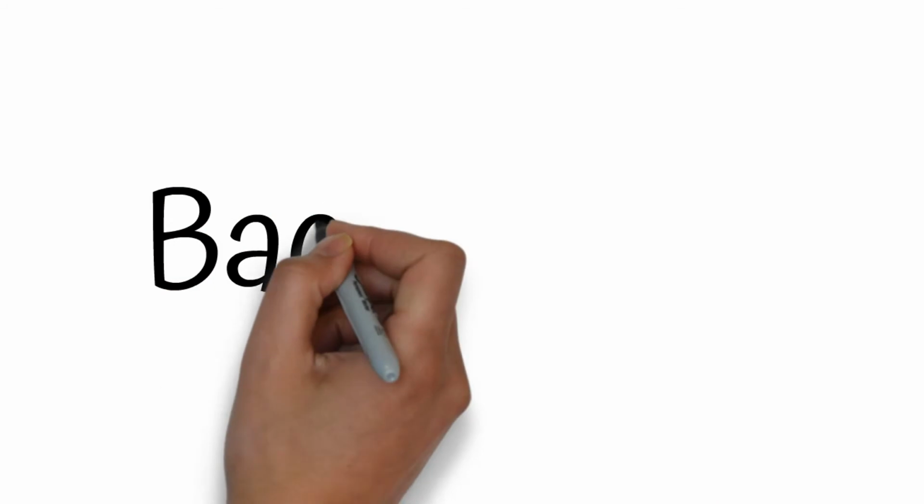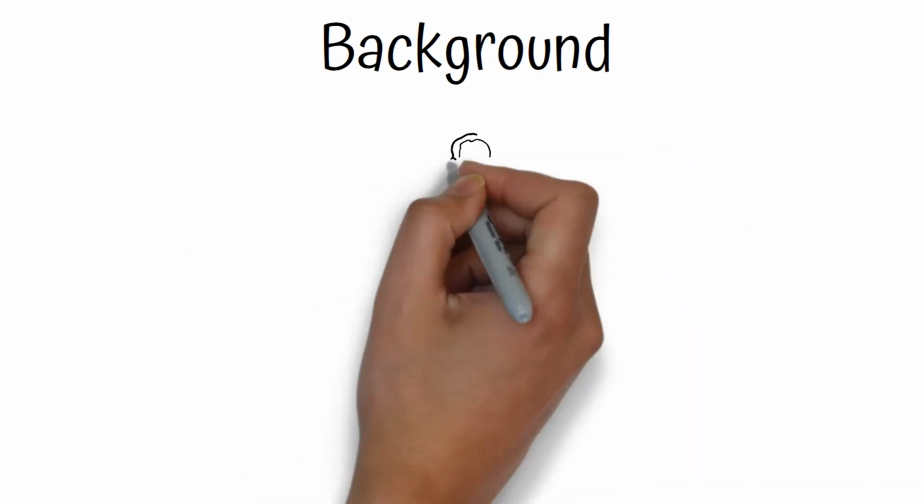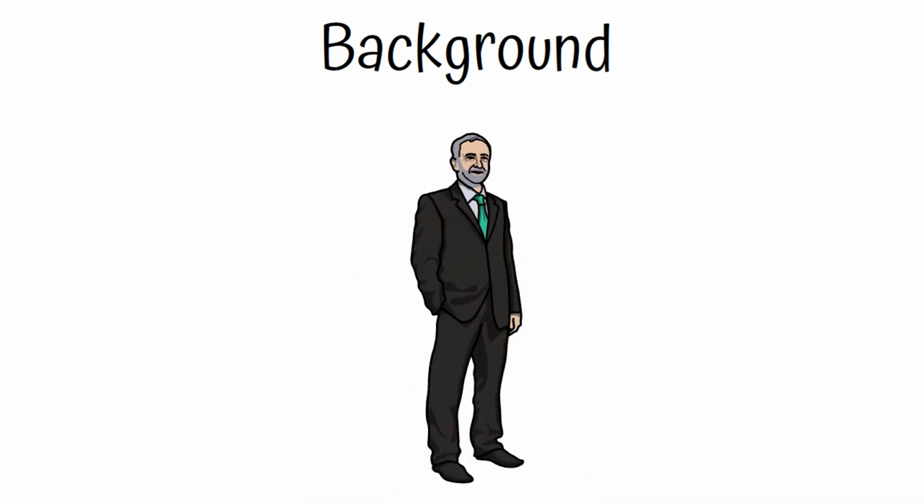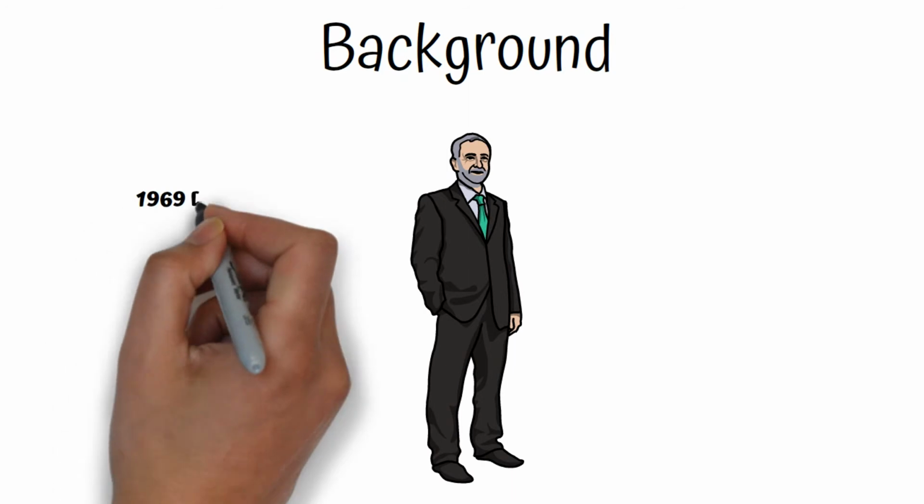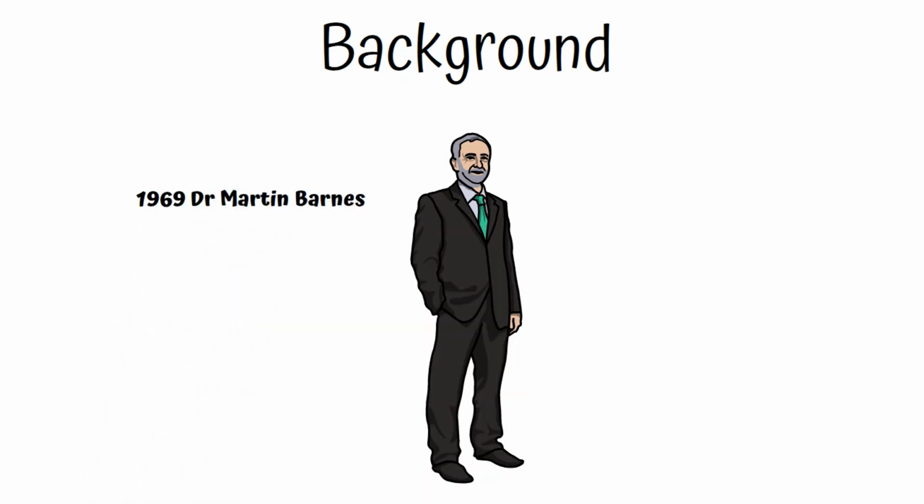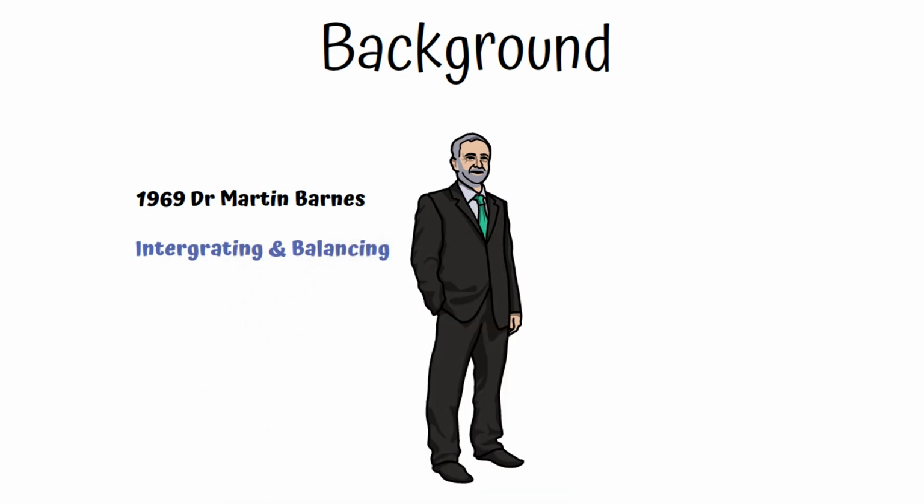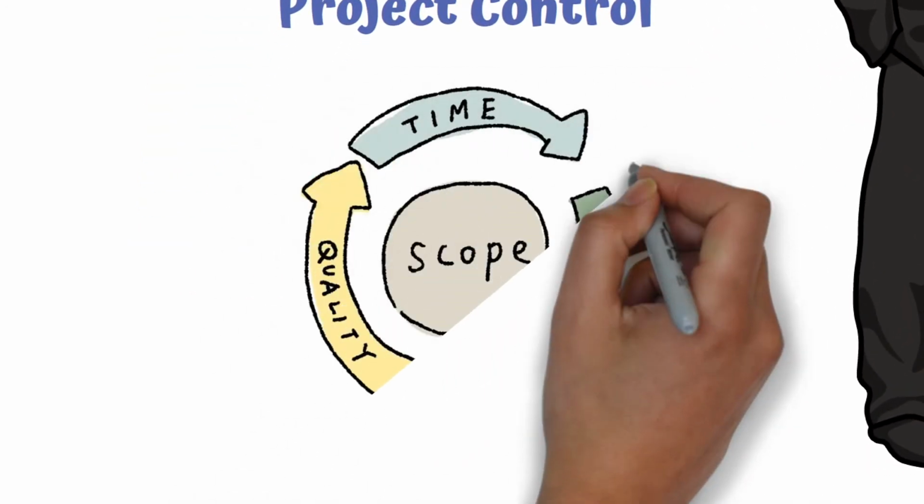First of all, it's important to understand the background of where the Iron Triangle came from. The Iron Triangle can be dated back to 1969 when Dr. Martin Barnes wanted to convey the interrelated relationship between time, cost and quality. He did this by drawing a triangle that emphasised the significance and necessity of integrating and balancing the components, also known as constraints, to improve project control. He said that fixing one constraint in the triangle will likely have an impact on the other two.